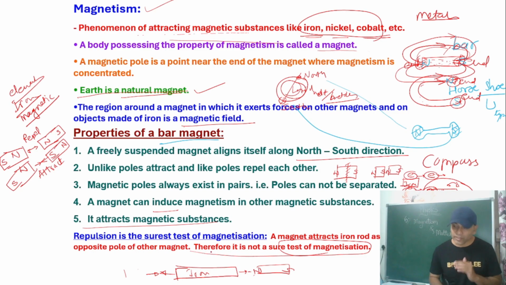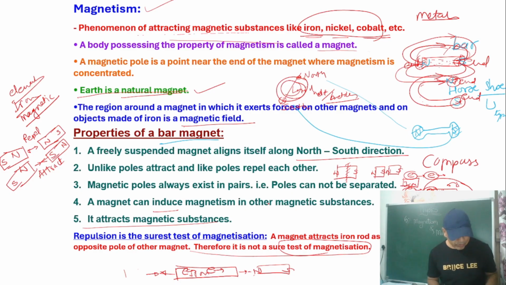If the iron itself becomes a magnet, after aligning its own electrons into some domain, then only it will show you the north and south pole. But till that time, it's just magnetic matter. It doesn't show the test of magnetization. So both poles get attracted.